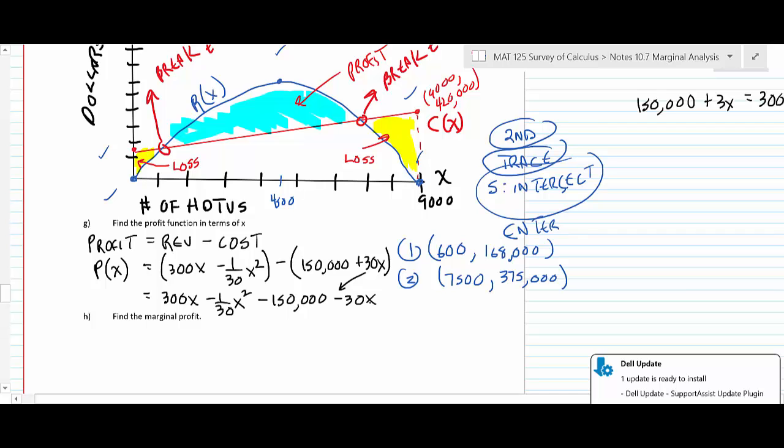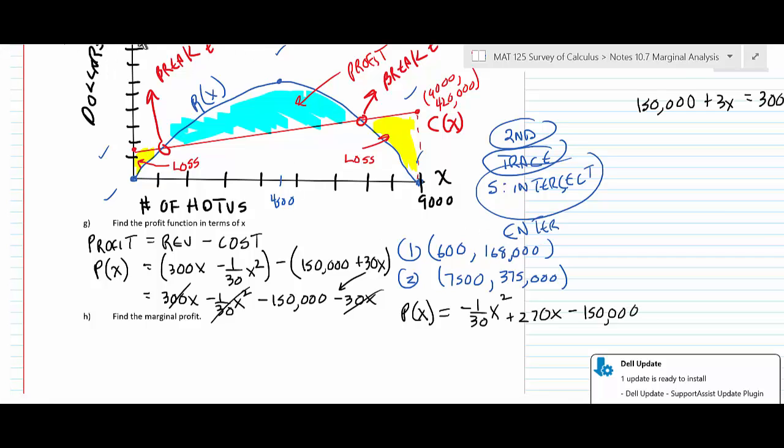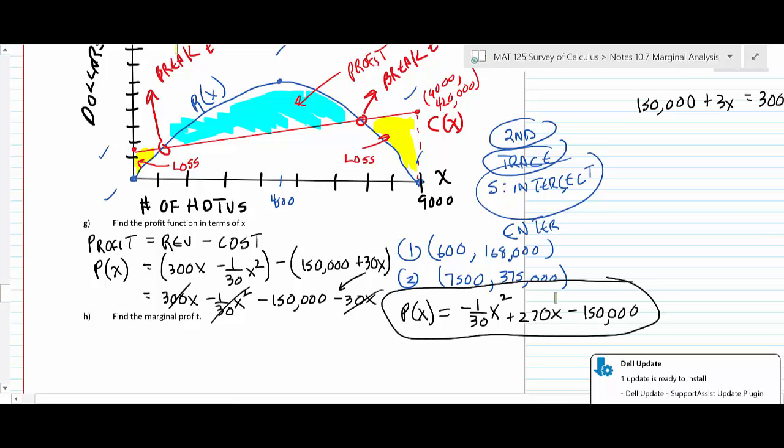Now the only like terms I have are the x's. So let's write the answer to this profit function in descending order of exponents. Negative 1/30x squared, 300 minus 30 is plus 270x. Then we have minus 150,000. Okay? So that would be the answer to your profit function right there. So it's revenue minus cost. All right? Does that look good to everybody?